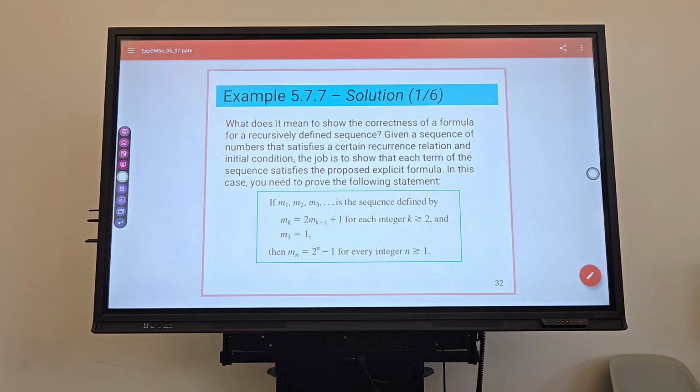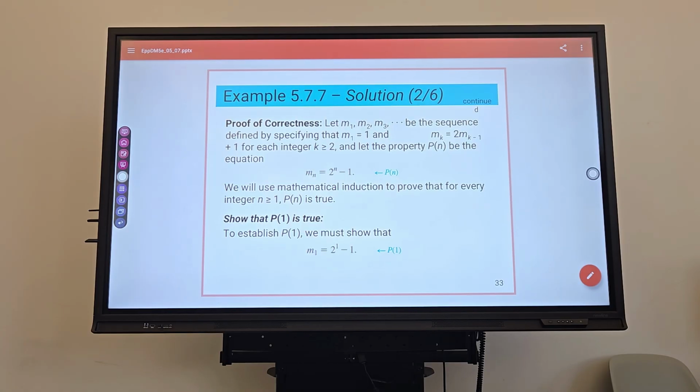Given a sequence of numbers that satisfies a certain recurrence relation and initial condition, the job is to show that each term of the sequence satisfies the proposed explicit formula. In this case, you need to prove the following statement. If M is a sequence defined by M sub k equals 2M sub k minus 1 plus 1 for each integer k greater than or equal to 2, and M sub 1 equals 1, then M sub n equals 2 to the n minus 1 for every integer n greater than or equal to 1.